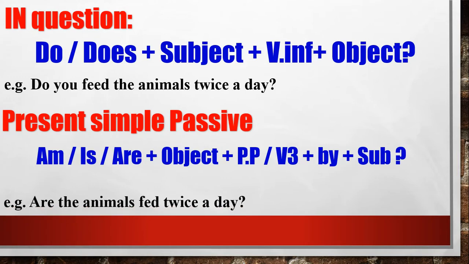Okay, let's change the sentence. So I will start by using are because the animals, the object, is plural. So the answer here, are the animals fed twice a day? We changed feed to fed. The past participle form of feed is fed. So the answer again, are the animals fed twice a day? Okay, let's go to another point.